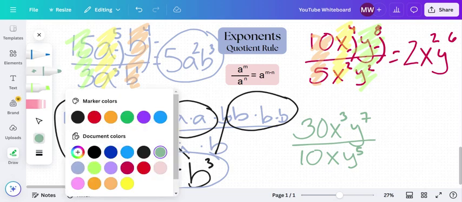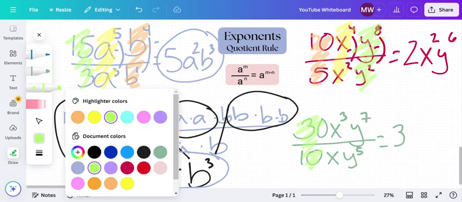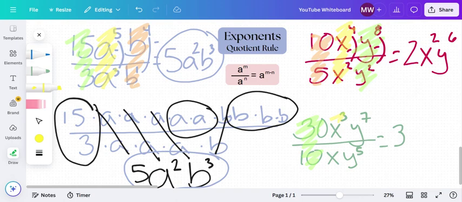All right, our last problem here, 30x to the third, y to the seventh, over 10x, y to the fifth. So first, I'm going to worry about my coefficients, which means 30 divided by 10. So I get 3. Now I'll look at my x's. X to the third over x. We remember, even though it's not written there, that really means x to the first power. So I am doing 3 minus 1, which gets me 2.